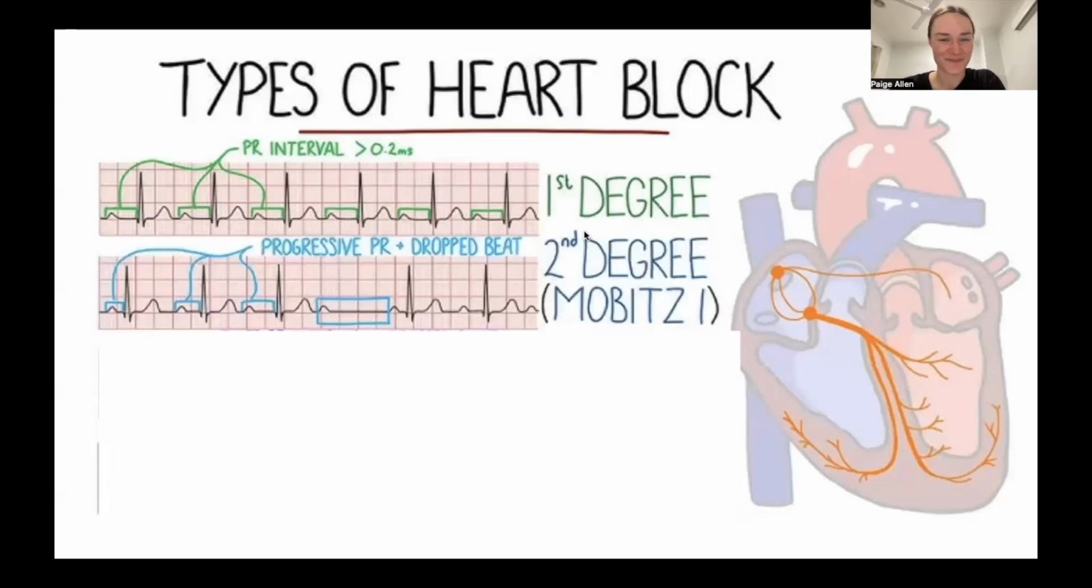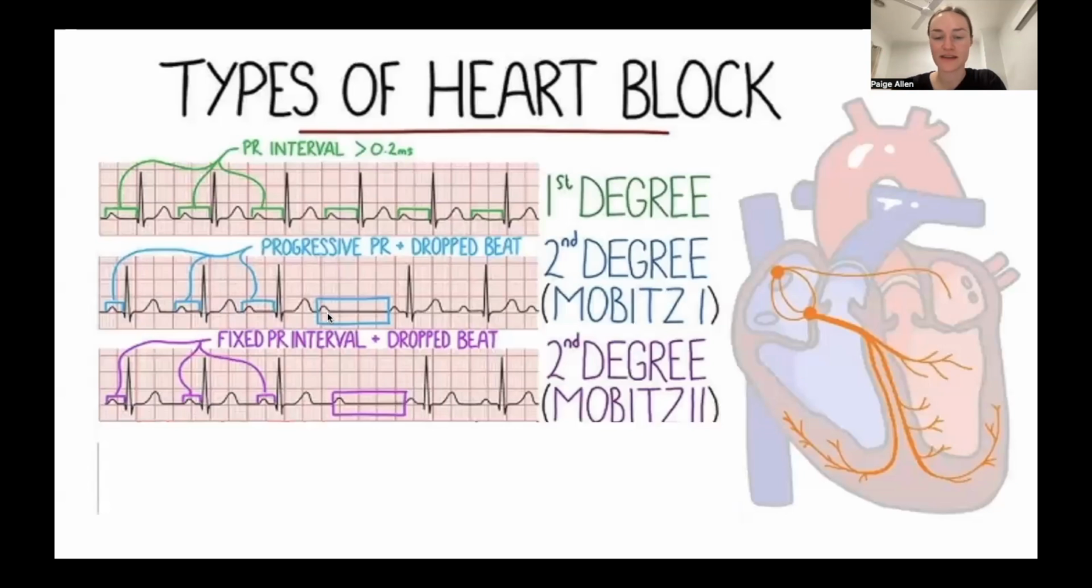So that's first degree. All right, second degree is that you get that progressive PR prolongation, and then you get a dropped beat eventually. So you can see that here, it's short, getting longer, completely dropped beat. And then in your second degree, that's Mobitz 2, you're going to get that fixed interval and then a dropped beat. So this one is going to be a very consistent pattern.